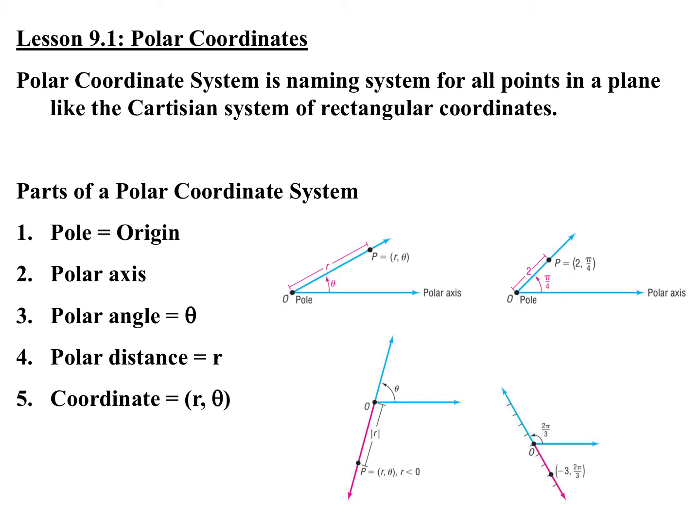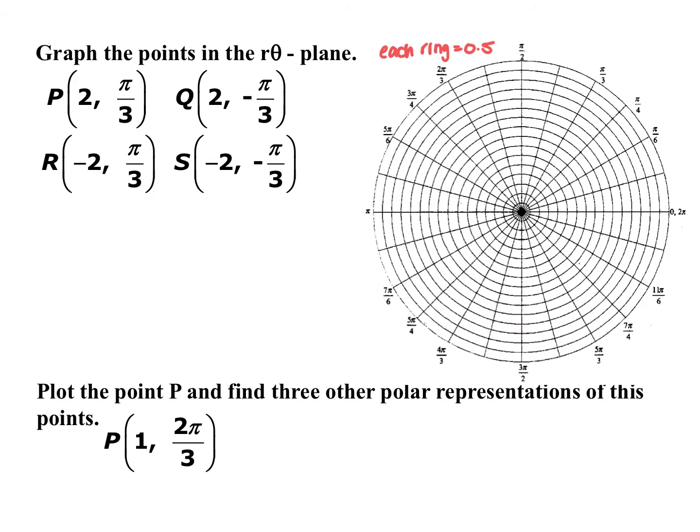If you were to have a negative radius, it would actually flip and go backwards. So if you had an angle theta, but then a negative radius, it would reflect across the pole and come down that distance. For example, the point negative 3, 2 pi over 3: you'd go an angle of 2 pi over 3, and then you'd go negative 3, but in the opposite direction, so it would end up down here.